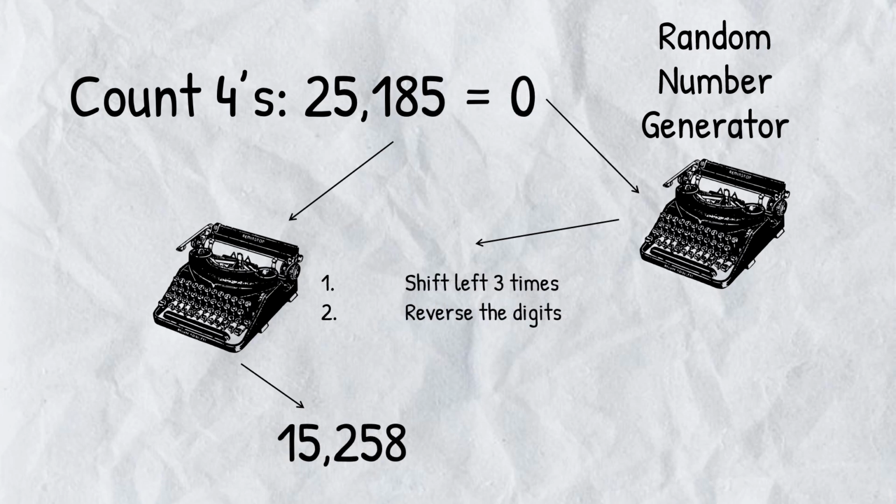So instead, let's say we shift the digits 3 times to the left and then reverse it. This gives us 15,258, so this looks good, until you realize that the next 9 numbers also have no 4s in it, so they will again look pretty similar.